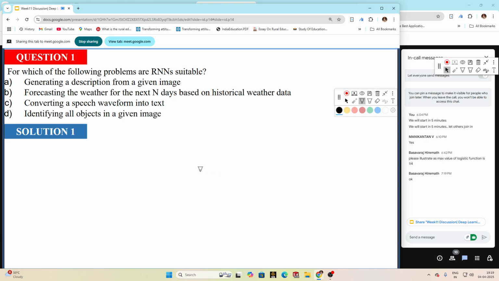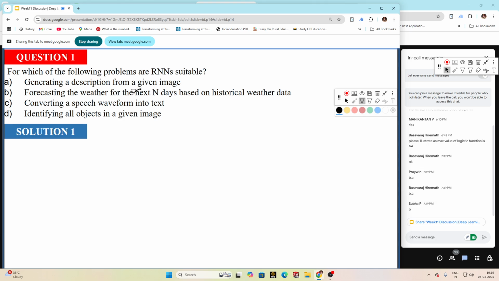So someone is telling B and C. B is forecasting the weather data for the next n days based on the historical weather data. As this consists of the next n days we have to predict, weather inputs are also dependent on the previous day. So the current input has some relationship with the previous input. That is why B is right.